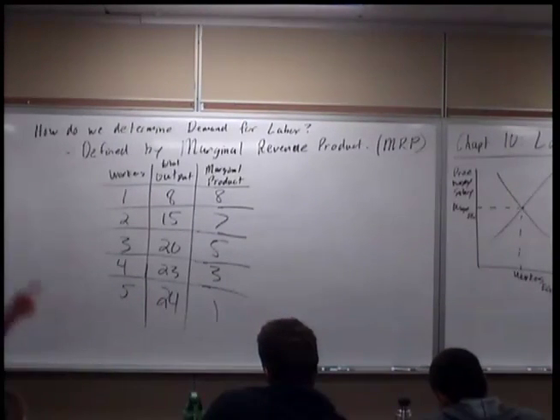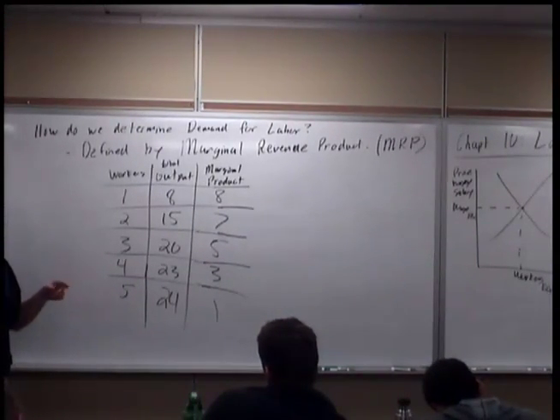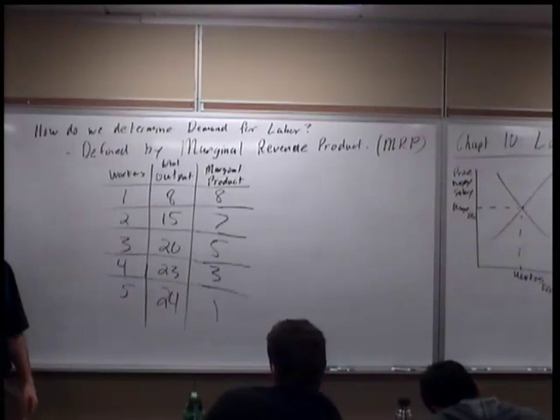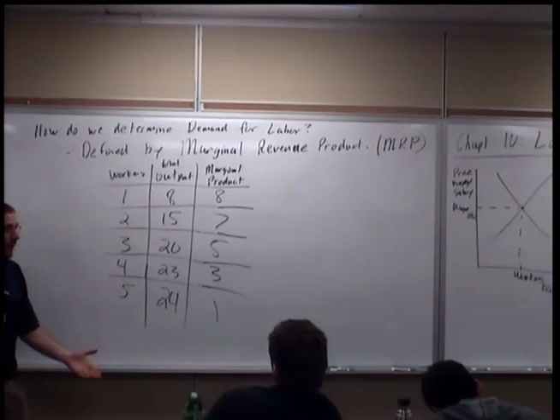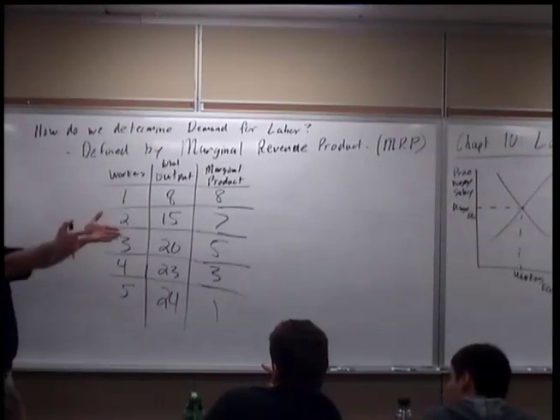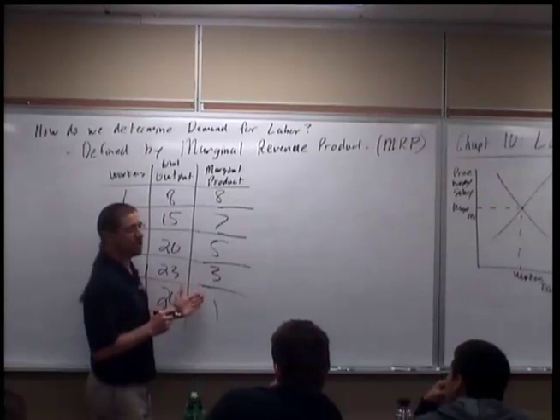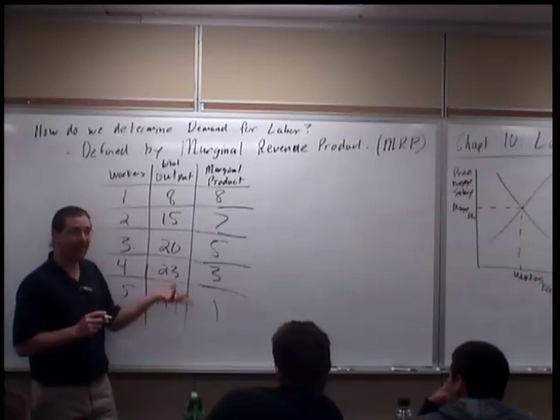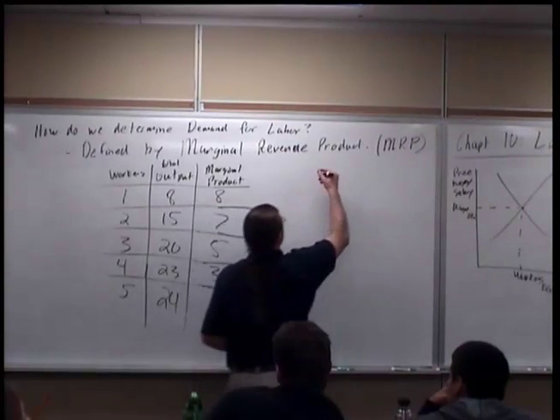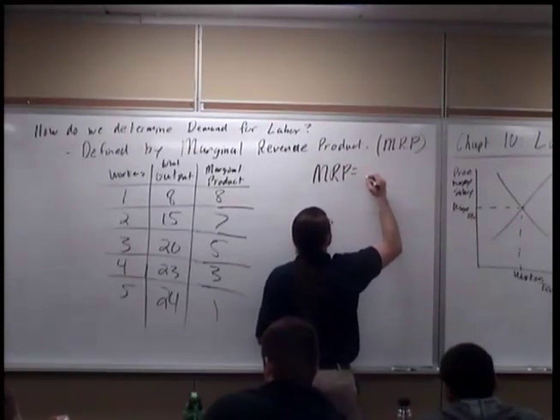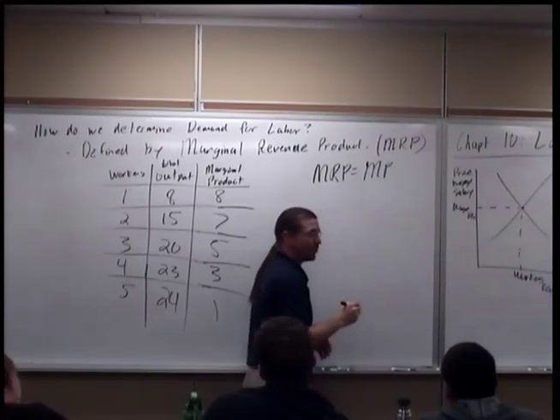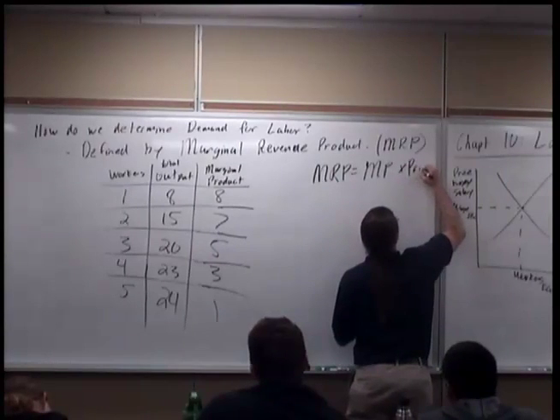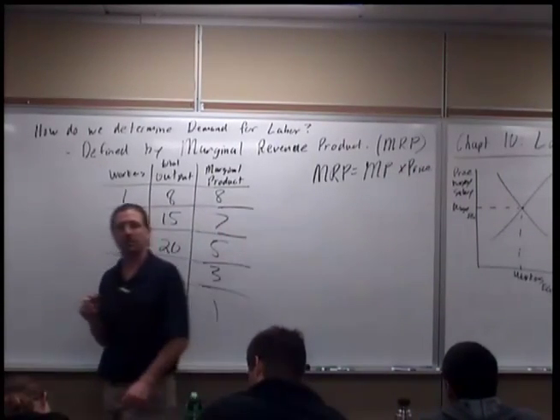Now, what we care about now is not output, but revenue. How do we figure out revenue when we have output? Multiply by what? Price, exactly. If we knew how much these things were going to earn us, we could figure out what the marginal revenue product is. So marginal revenue product is just the marginal product, which is how much output they add, times whatever the price of the good is.